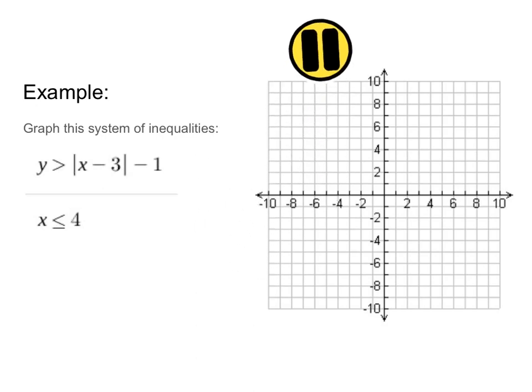This time, you're going to graph an absolute value and a line. Graph them. Decide what the solution region is. This one's a little bit tricky. Take your time.